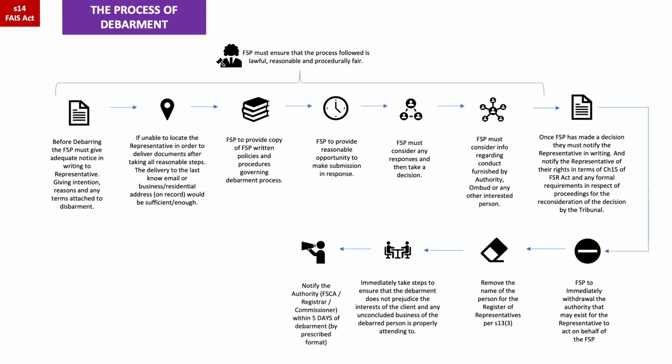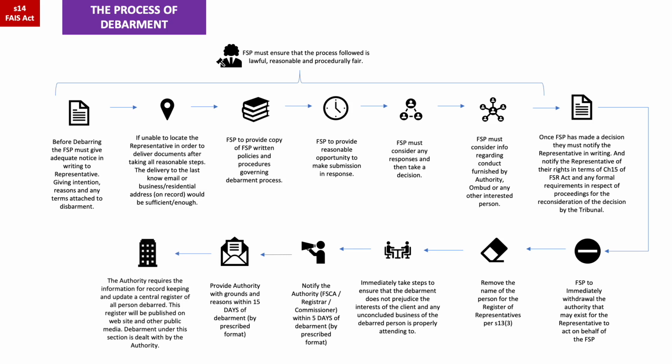An FSP must notify the authority within 5 days of debarment in a prescribed format. The authority can also be referred to as the FSCA, Registrar, or Commissioner. The FSP is to provide the authority with grounds and reasons within 15 days of debarment in a prescribed format. The authority requires the information for record-keeping purposes and to update its central register of all debarred persons.